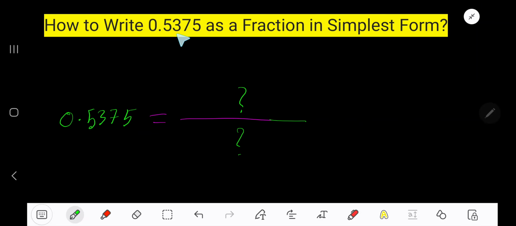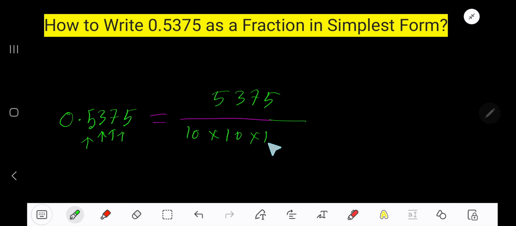How to write 0.5375 as a fraction in simplest form? We need a numerator and a denominator. For the numerator, just drop the decimal and write the number you get. For the denominator, for each digit after the decimal you have to consider 10. There are 4 digits, so write 10 four times as a multiplication.